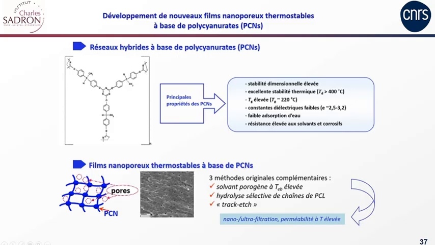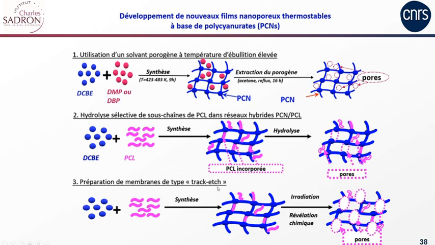So we developed several approaches to generate nanoporous thermostable PCNs. As you can see in this same picture, the very tiny pores in the films. And they can be used for permeability at high temperature or for nano ultrafiltration. So we developed 3 complementary approaches.